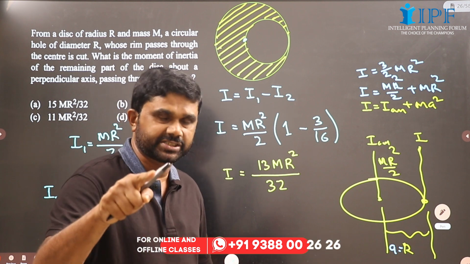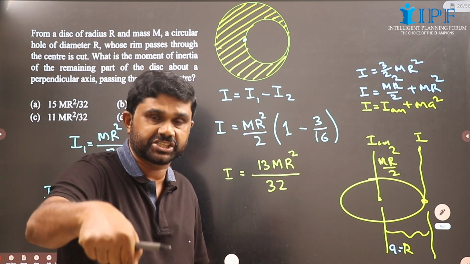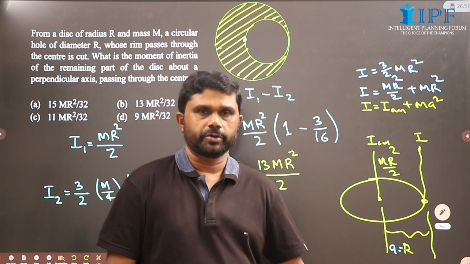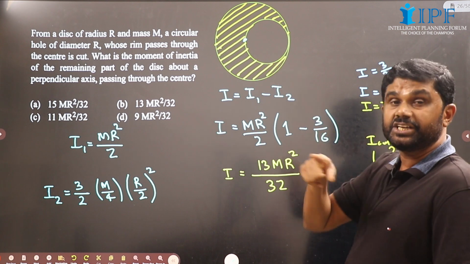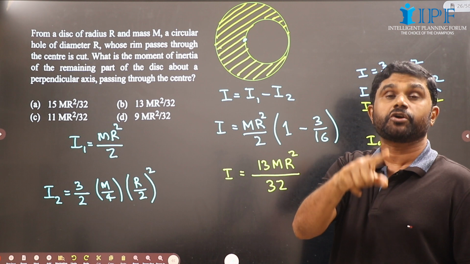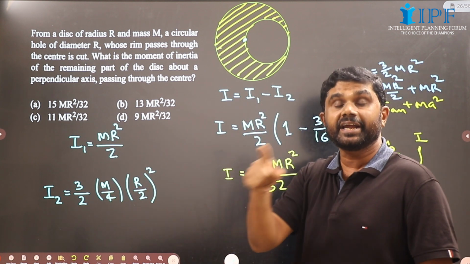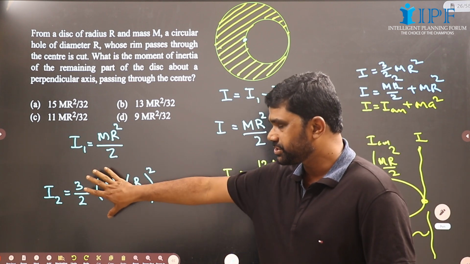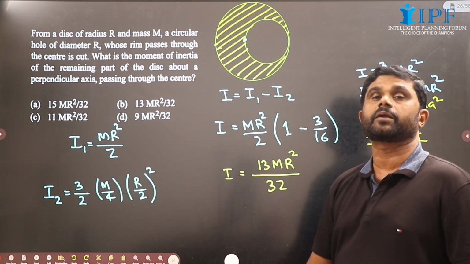The moment of inertia of a disc about an axis passing through the rim, through the edge, and normal to its plane is 3 by 2 MR². Now, the removed disc is of mass M by 4, so instead of M we put M by 4, and the radius is R by 2, not R.